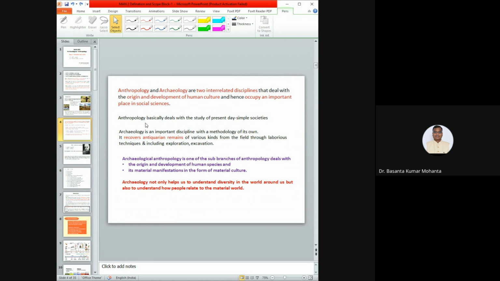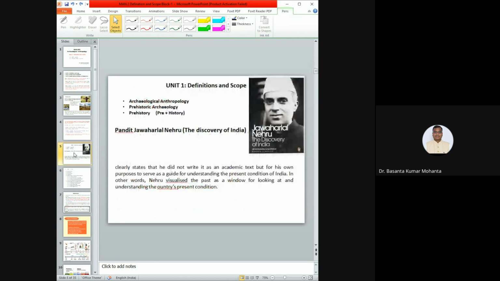So, from this point of view, archaeology not only helps us to understand the diversity in the world around us, but also helps us to understand how people relate to the material world. As we are discussing, archaeology studies the past culture through the material remains. So it helps us to reconstruct the past material culture of the people.